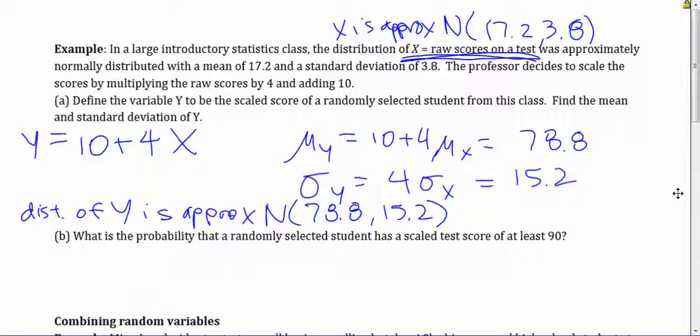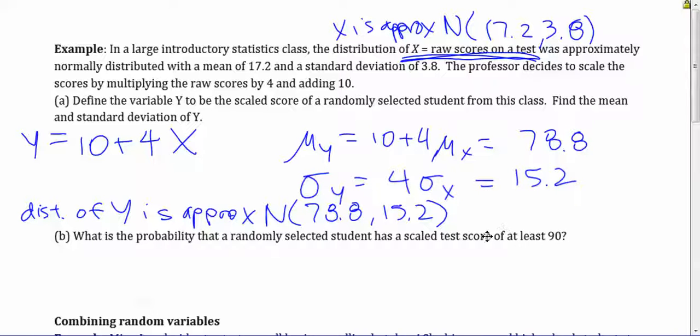Now part B, I'm going to ask you to use that distribution to find a probability. What is the probability that a randomly selected student has a scaled test score of at least 90? Okay, so if this is a multiple choice question, you are writing a probability statement, you are drawing a sketch, and you're doing this on your calculator.